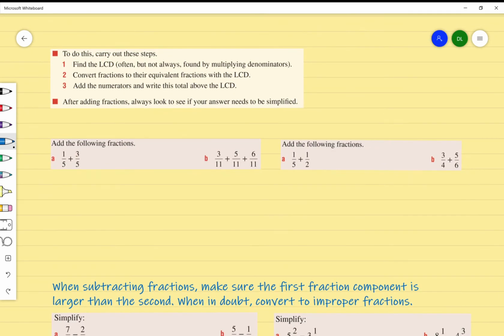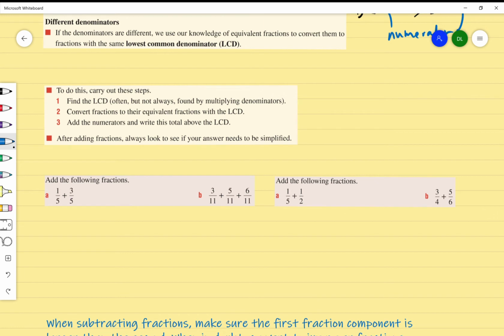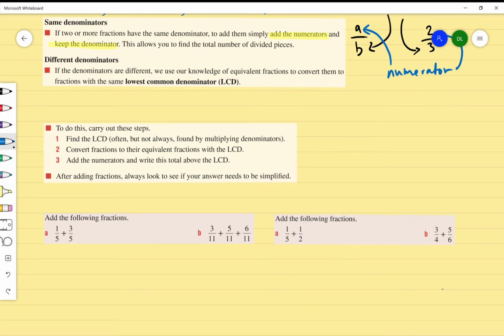Over here on the left, I've got add the following fractions, 1/5 plus 3/5. First thing I can tell is that they've got the same denominator, so I don't have to do anything to the denominator. I just add the numerators and keep the denominator. So I'm going to write the denominator in the bottom first, because I know that's not going to change. The numerators can add together, so 1 plus 3. That gives me 4, so 4 over 5. Should be quite straightforward.